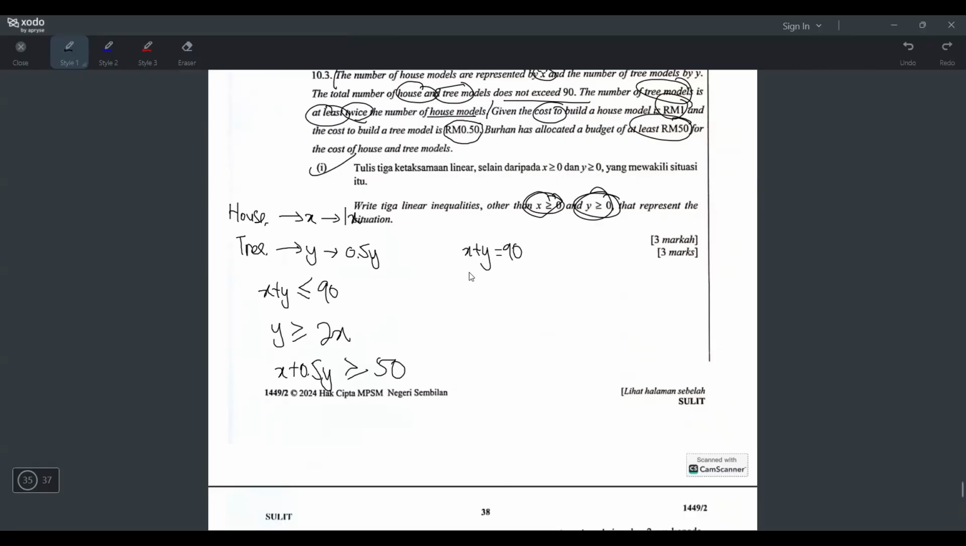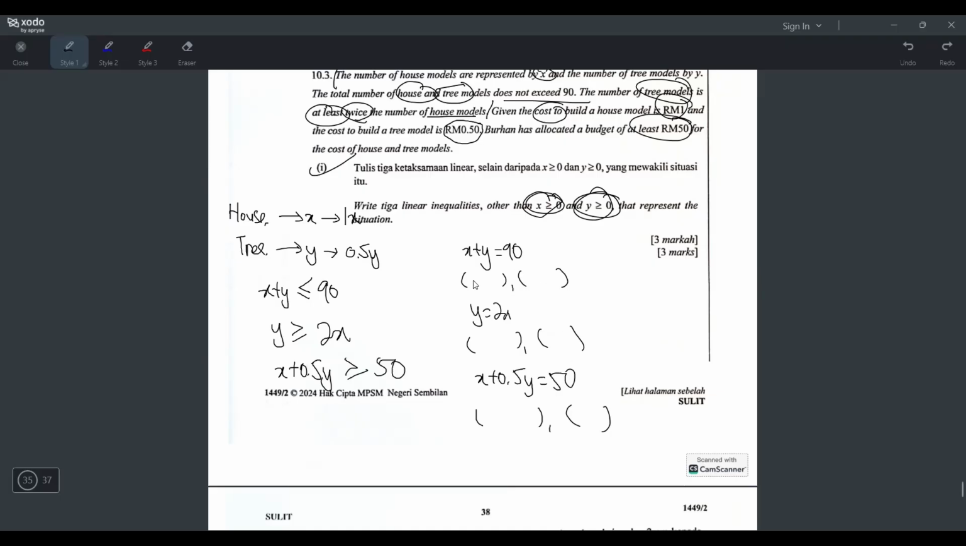So x plus y equals 90, and later I find 2 points. Then y equals 2x, I also find 2 points later. And then x plus 0.5y equals 50, and I will also find 2 points, right? Some teachers I know teach using the table method, like draw a table. Okay, can also. It's the same thing. So after changing it to equation, now we can plot the straight line, right?